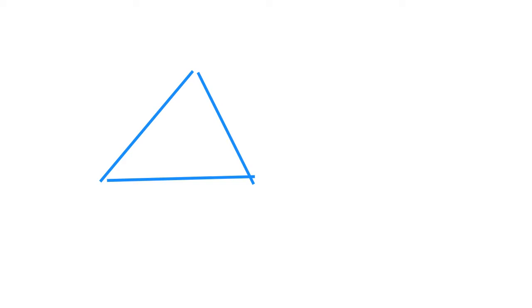1/2 the base times the height to that base. Okay, so the area of a triangle is 1/2 the base times the height to that base.